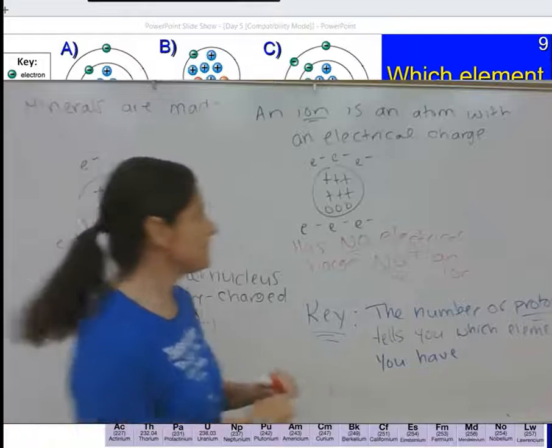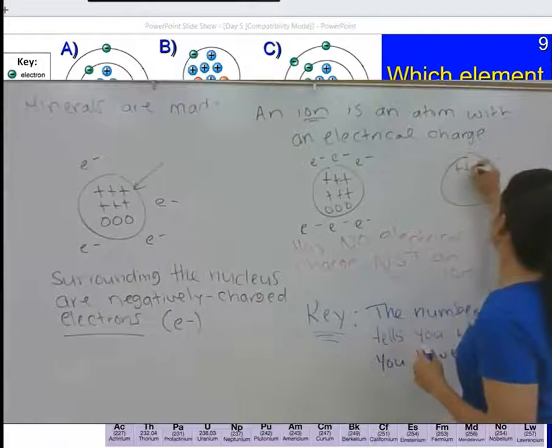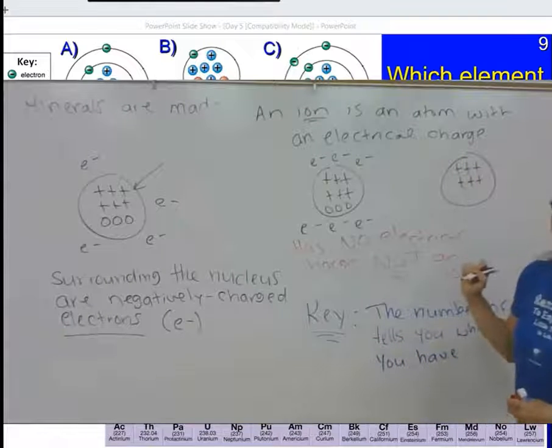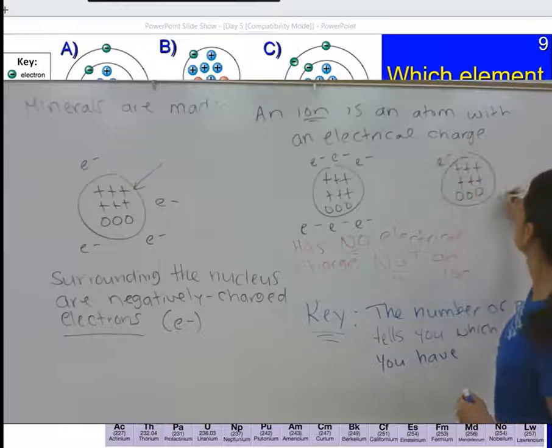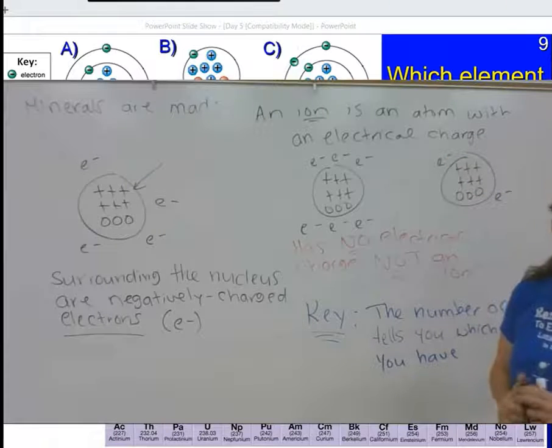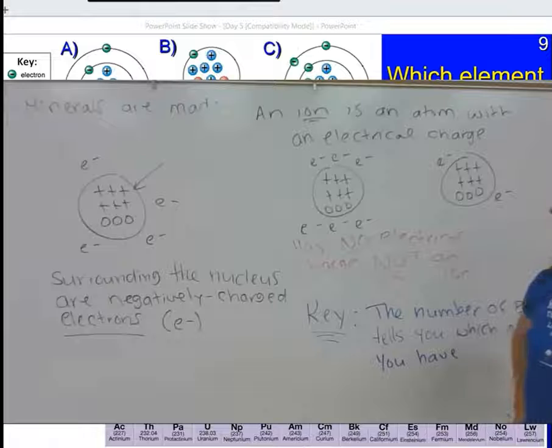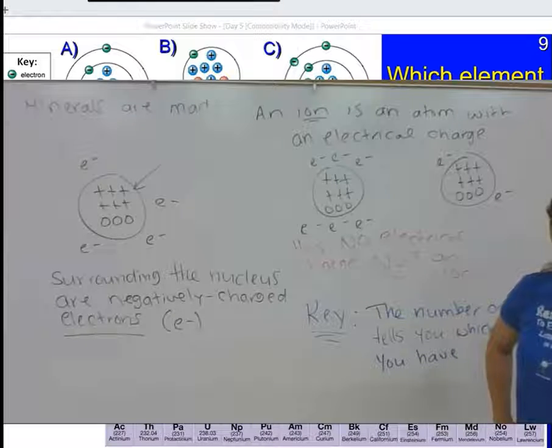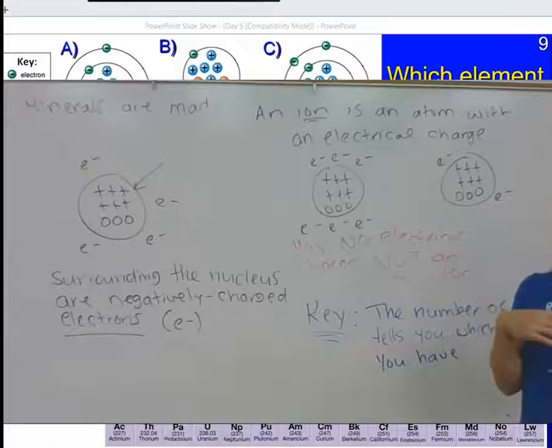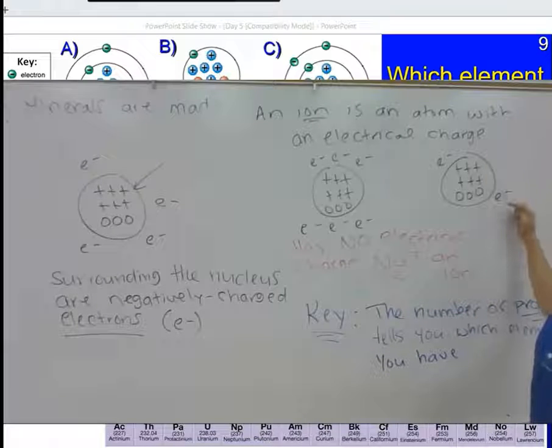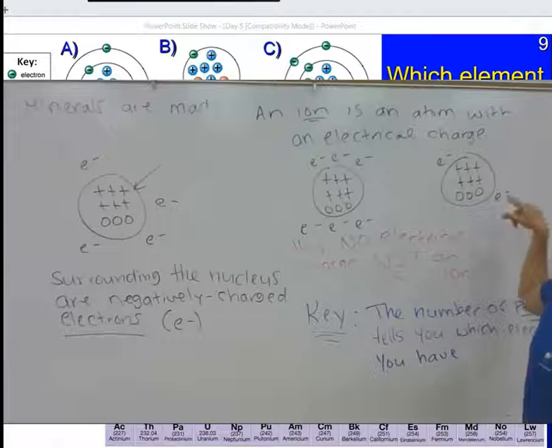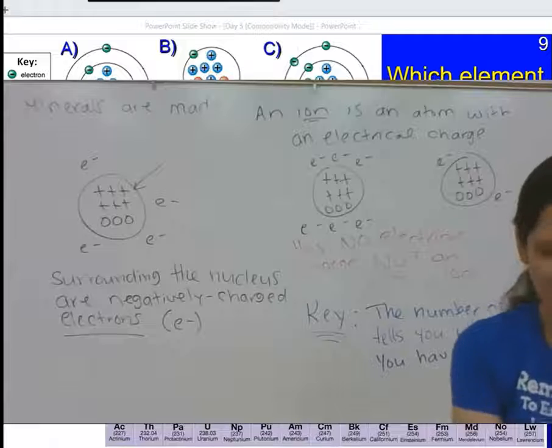Option B had 6 protons, 3 neutrons, and 2 electrons. Is that an ion? Does it have an electrical charge? Yes. So electrical charges can be positive or negative. So this has more plus charges than minus charges. This has an overall positive electrical charge. It is an ion.